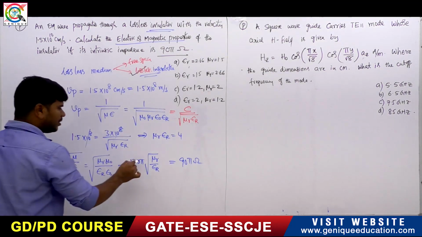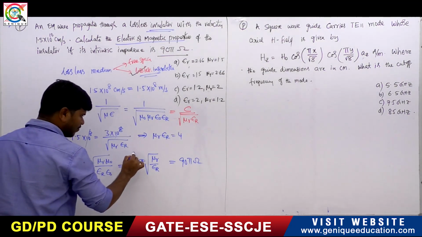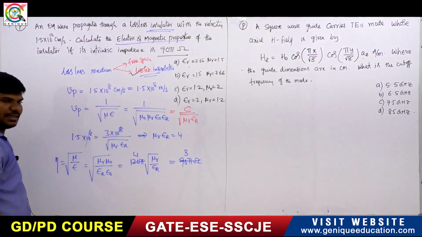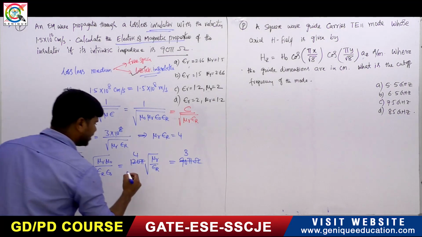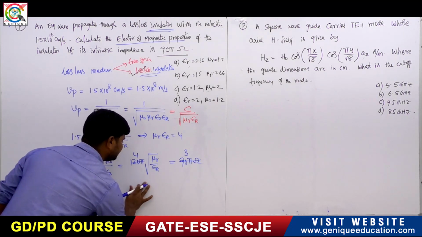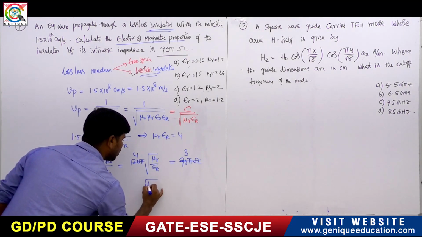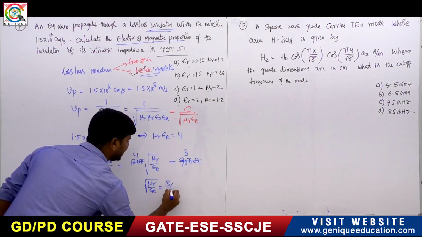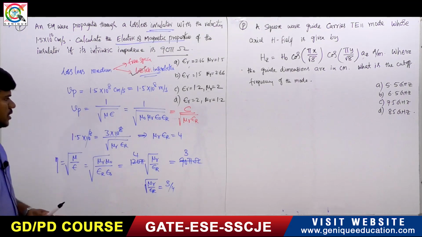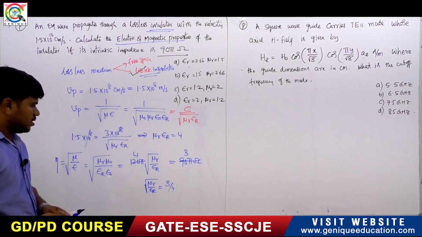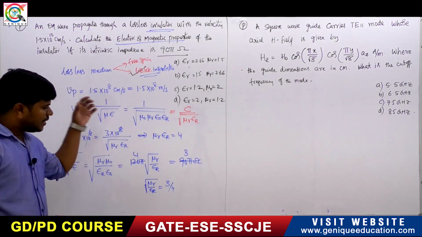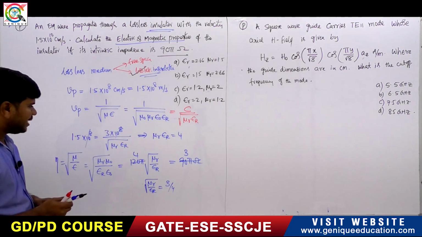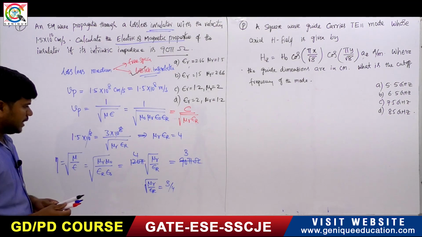Suppose if we simplify this, it is 4, it is 3. Okay, by 30 you can divide this. So from this you can get root over mu r divided by epsilon r is equal to 3 divided by 4. So 3 divided by 4. So from this, how can we write? If you multiply these two, then you will get how much?